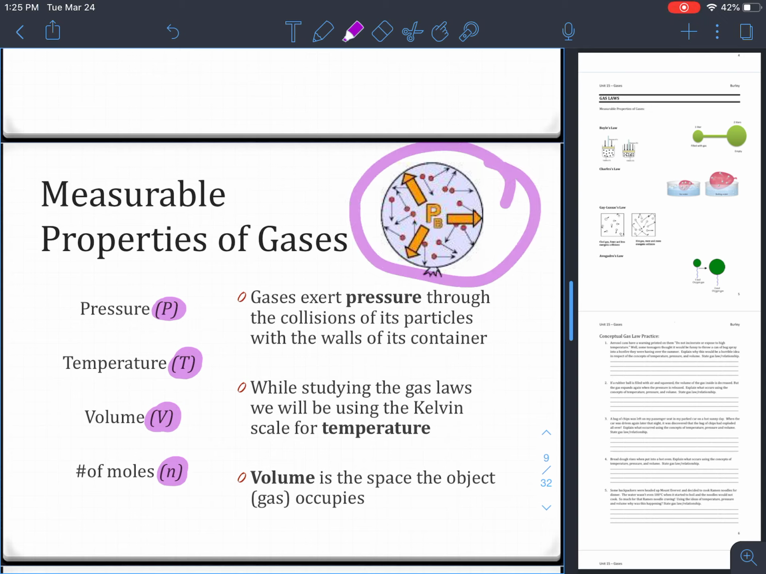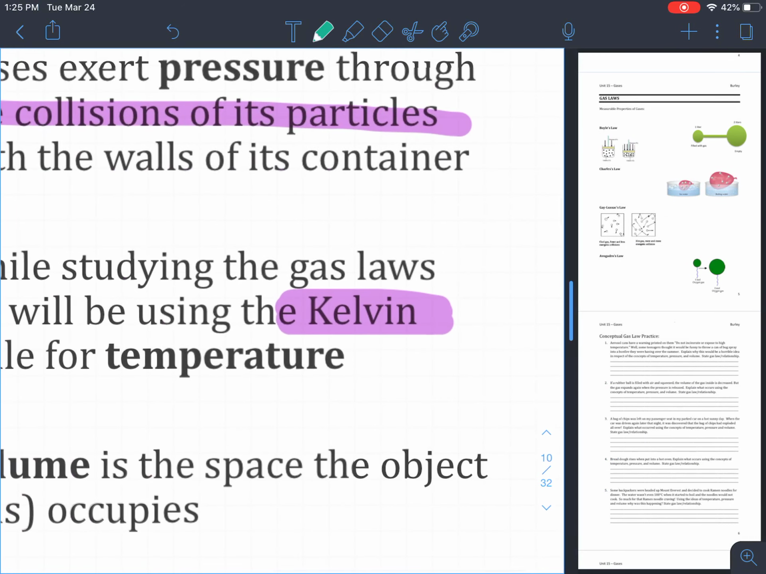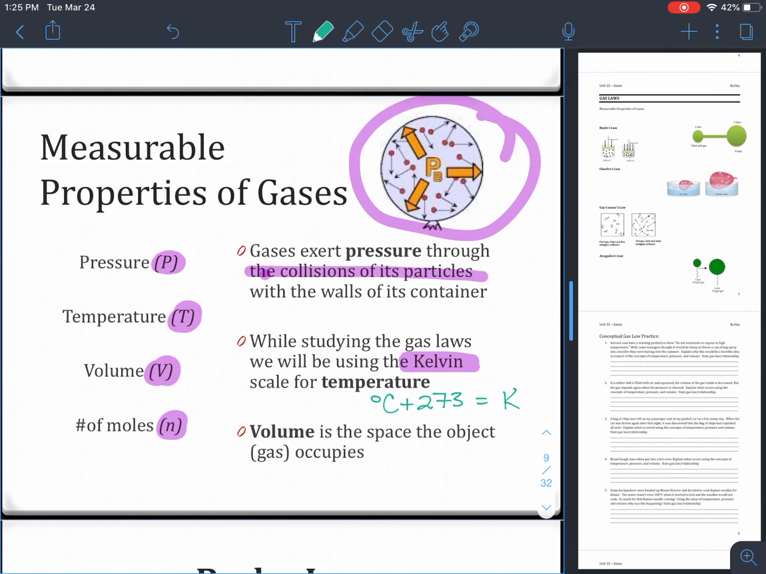A couple things to remember. Don't forget that pressure is how often the particles hit the walls of the container. So if the particles hit the walls of the container more often, then there's a higher pressure. If it's less often, then there's a lower pressure. For temperature, it does have to be in Kelvin for our gas law calculations. And remember that Kelvin is equal to your degrees Celsius plus 273. That will equal your temperature in Kelvin. So keep that in mind when we get to the calculations portion of the gas laws.